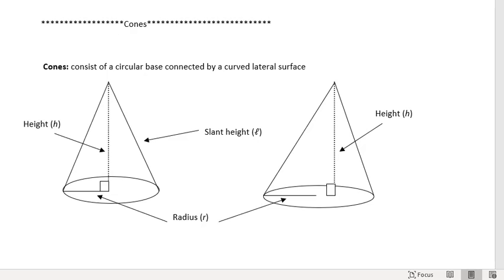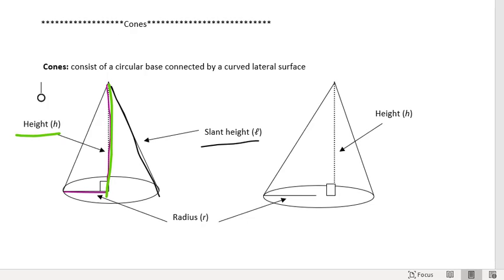All right, so a cone is a circular base connected by a curved lateral surface. It's got a circle on the bottom, it goes up to a point at the top. So the main key features of the cone: since it's a circle bottom, it does have a radius. It has a height, and it has what we call a new piece that is the slant height. Okay, the slant height is the outside edge of that cone.